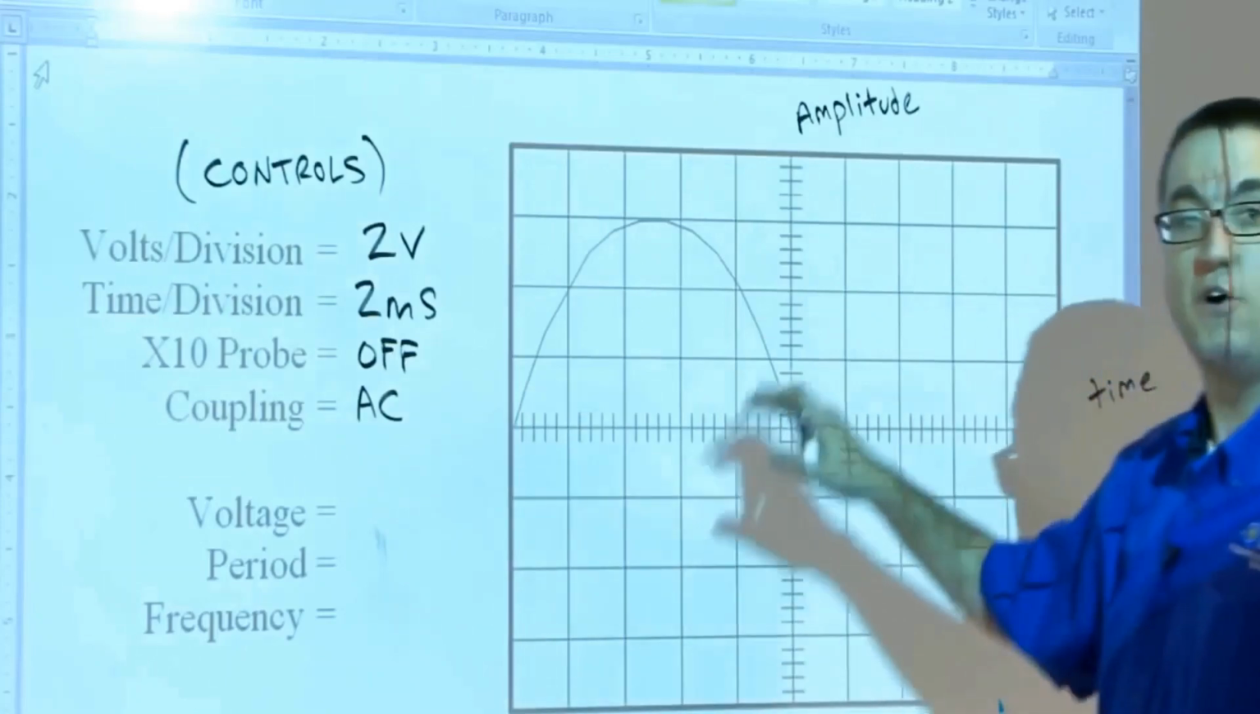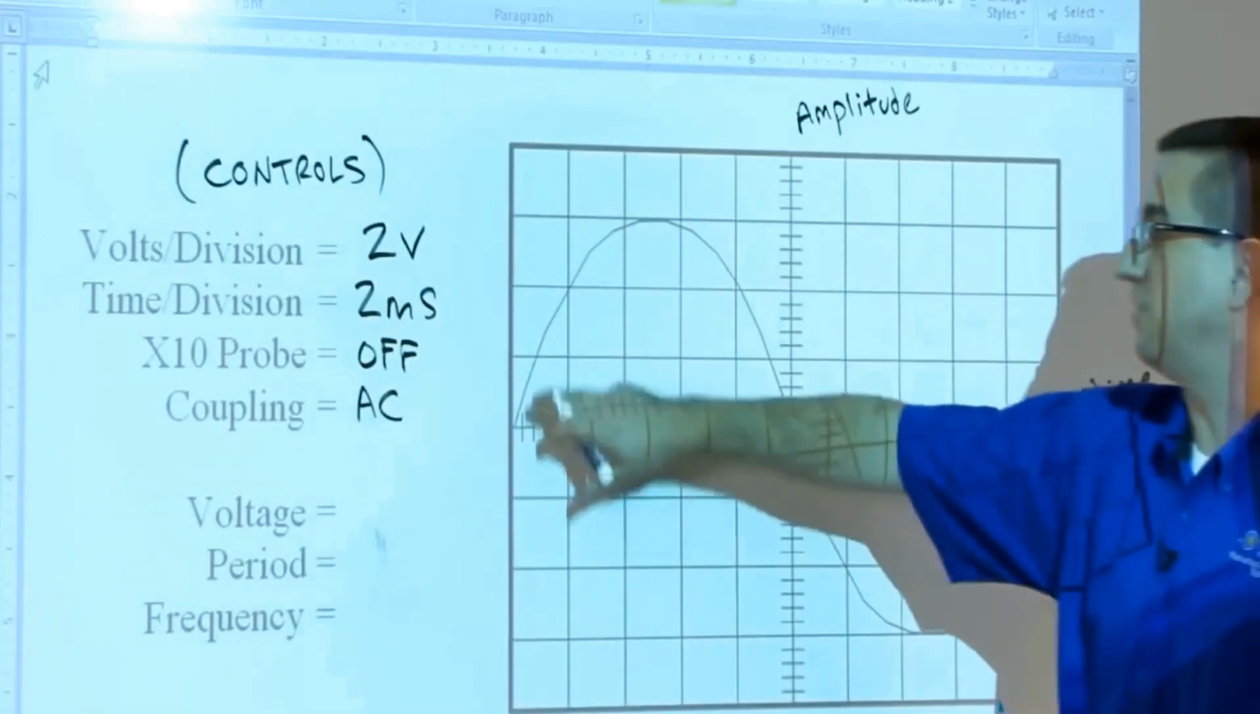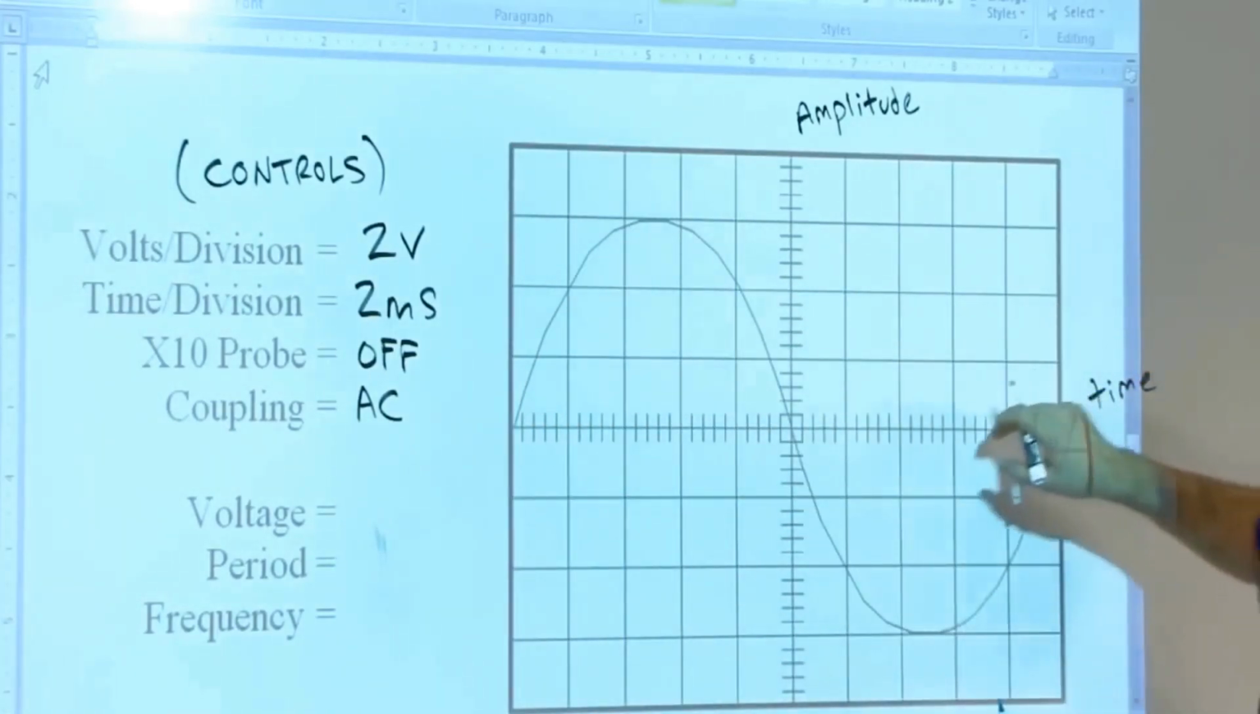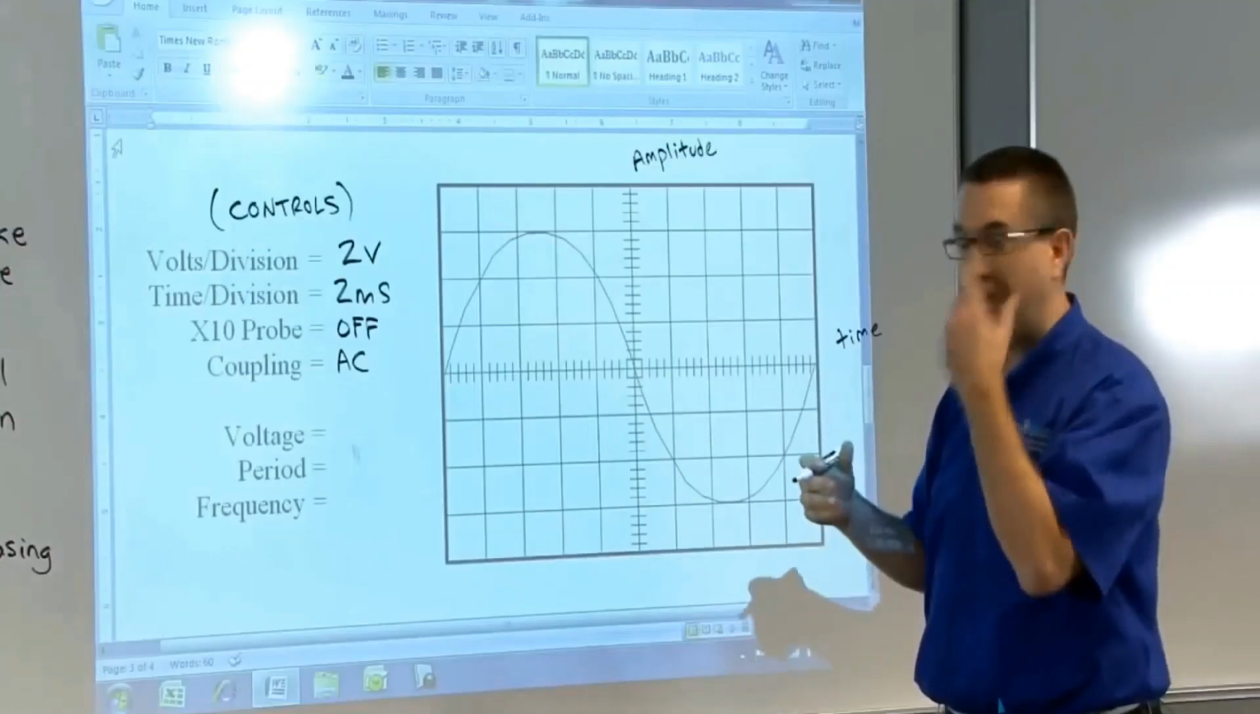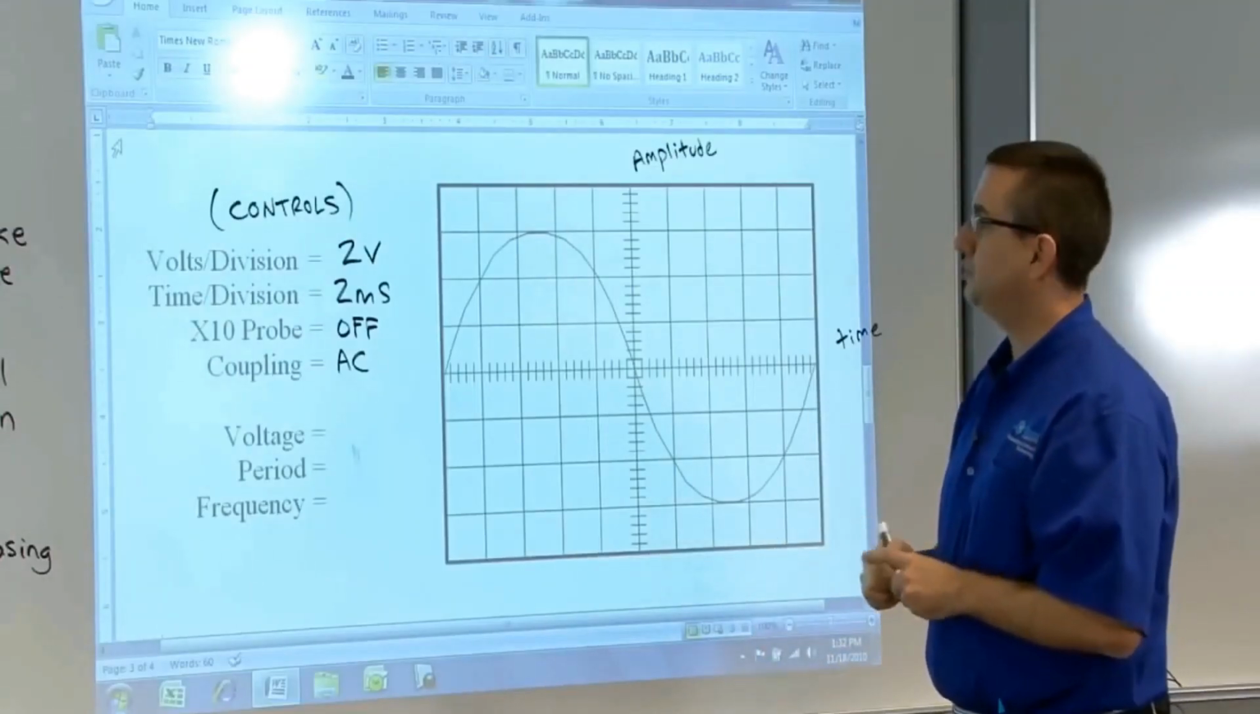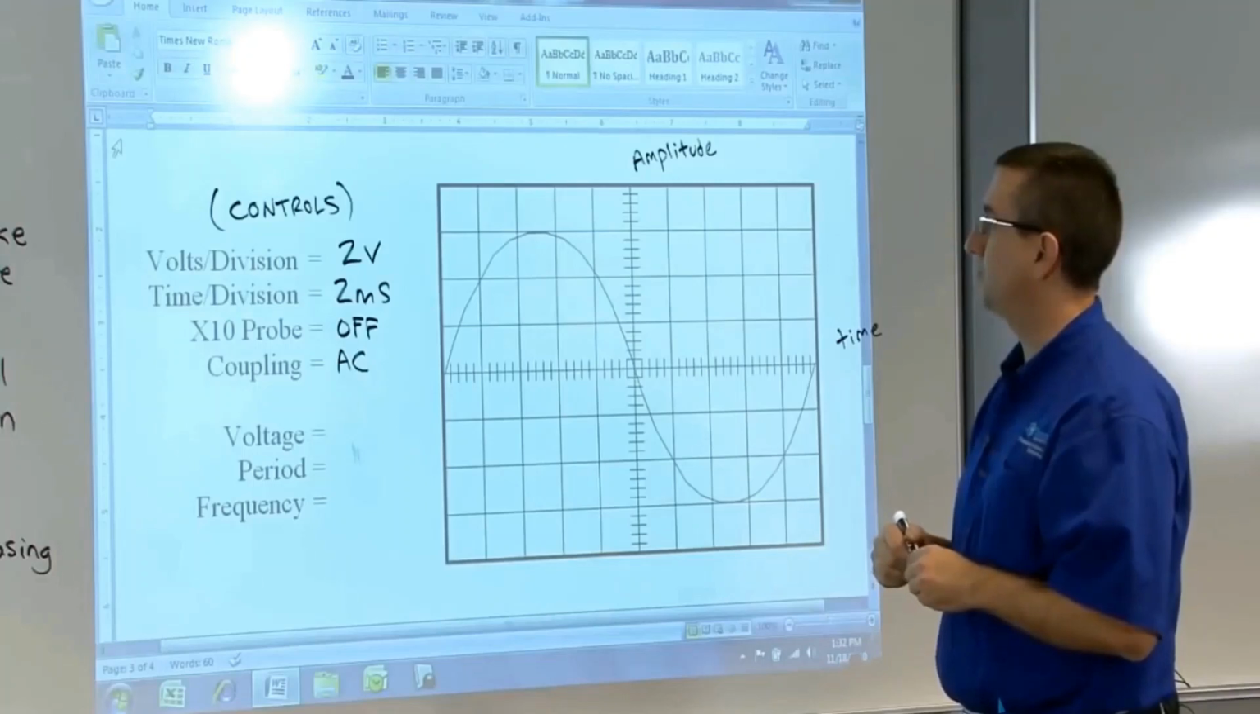We know that this is an alternating waveform. We know this is an alternating waveform because it's going up and it's going down. So we do have a full alternating cycle here. So we'll go ahead and do some calculations based upon this one.